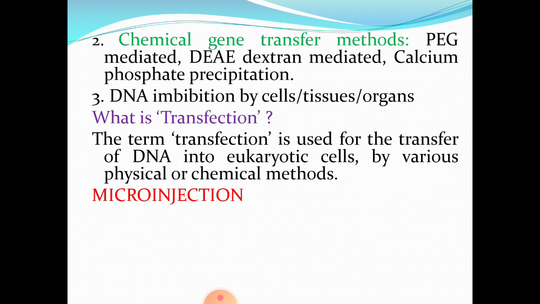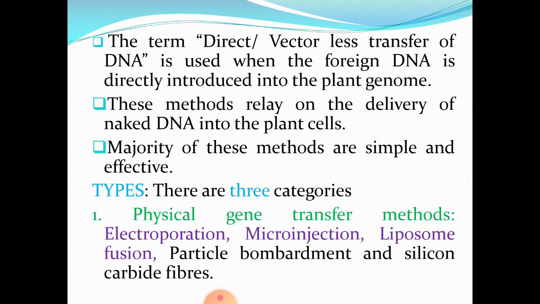Then second one, chemical gene transfer methods. Here we make use of PEG mediated, that is polyethylene glycol mediated, DEAE dextran mediated, and calcium phosphate precipitation. These chemical gene transfer methods you are not learning. Then third one, DNA imbibition by cells, tissues or organs. This also you are not learning. So we are learning only the physical gene transfer methods: electroporation, microinjection and liposome fusion.